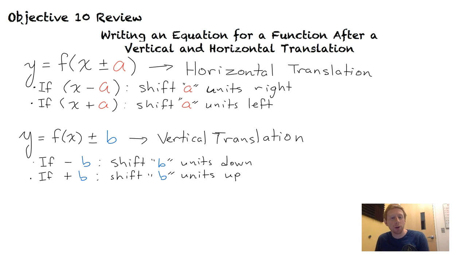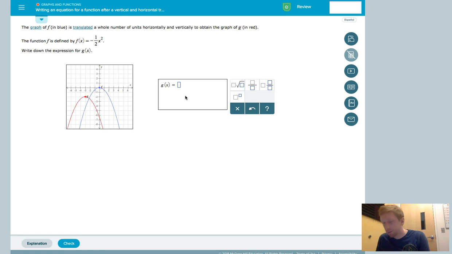For example, here's a problem in ALEX you might see. The graph of f in blue is translated a whole number of units horizontally and vertically to obtain the graph of g, which is in red. We have the function f defined by f of x equals negative 1/2 x squared. And so we're asked to write the expression for g of x.